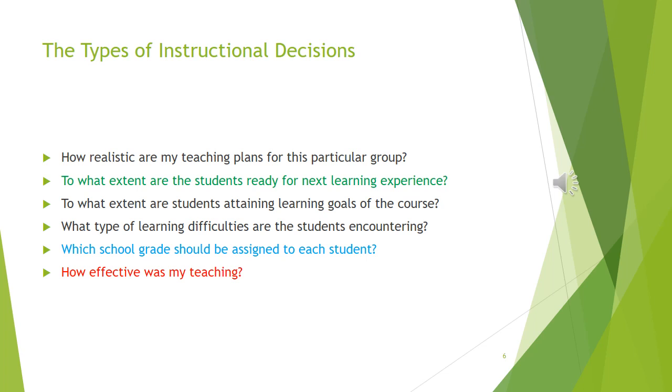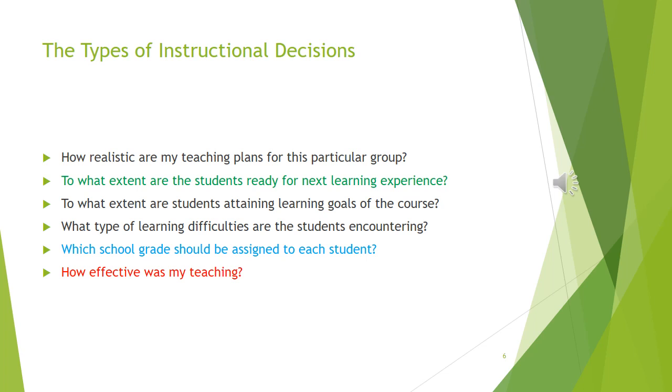Dear students, here is a list of questions that illustrate some of the important instructional decisions teachers make during the course of their instruction. First of all, they want to know whether their teaching plans for the particular group of students are realistic or not. Here, data collected through aptitude tests and past record of achievement form the basis of their decision. For taking decisions regarding the readiness of students for the next learning experience, they use pre-tests of needed skills and past record of achievement.